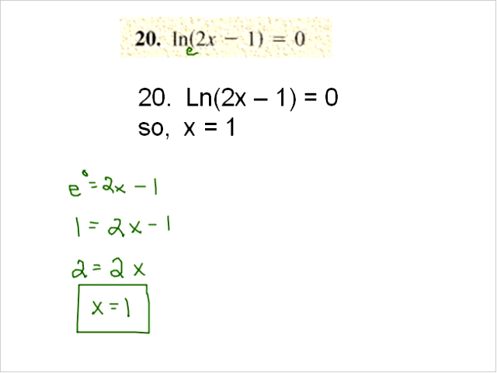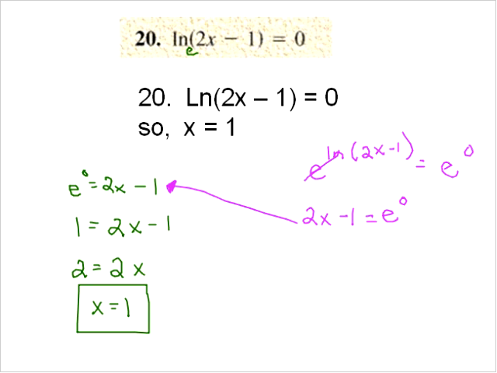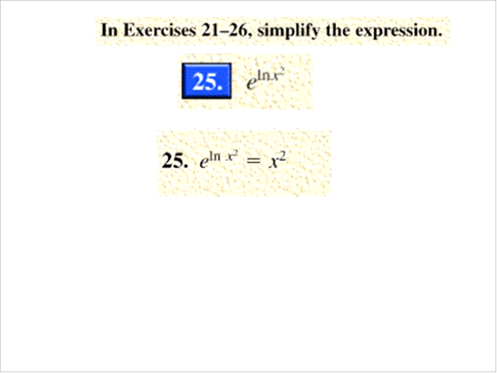Another way you could have done it is you could have said, well, let's take e to the both sides. We know e and natural log are inverses of each other, so you're left with 2x minus 1 equals e to the 0, and that's where we picked up over here. So that's another way that you could have gotten there. I just said that e and natural log are inverses of each other. So to simplify that, we are left with just x squared for our answer.